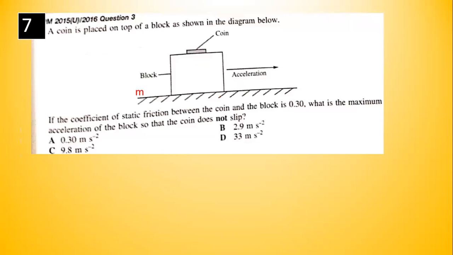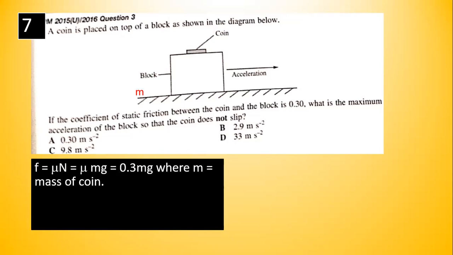7. A coin is placed on top of a block as shown in the diagram below. If the coefficient of static friction mu between the coin and the block is 0.3, what is the maximum acceleration of the block so that the coin does not slip? Okay, first thing you need to know for friction, right? Mu times the normal reaction. So in this case, your normal reaction equals to your weight for the coin. Then you are given mu is 0.3, the coefficient of friction.